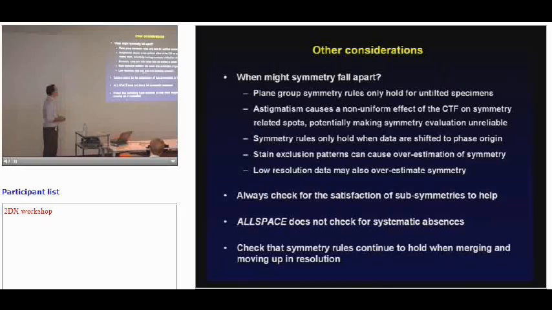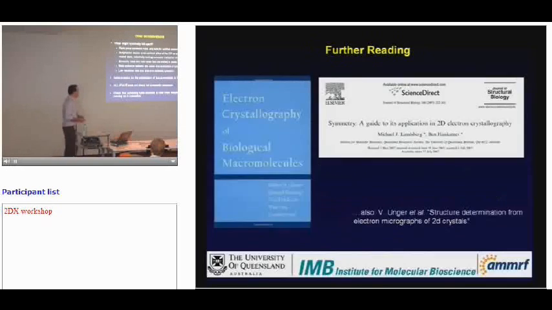Symmetry rules only hold when data is shifted to the phase origin, and things like stain exclusion patterns and low resolution data may cause you to overestimate your symmetry. So it's important when you're processing and merging data that you continually check for the presence of symmetry and make sure that all of your data is always self-consistent. One final note is that Allspace does not use systematic absences to evaluate space groups, and so this is something that you can do manually. If you observe systematic absences within your space group, you can use this to make sure that the symmetry you're implying is actually the correct one and that Allspace hasn't picked up a false positive, if you like.